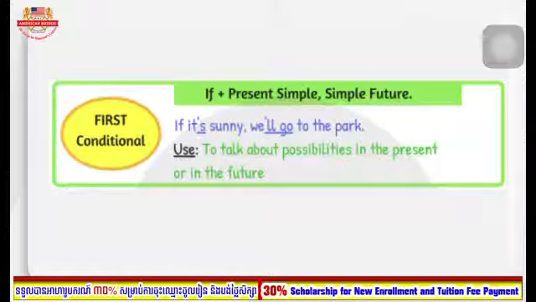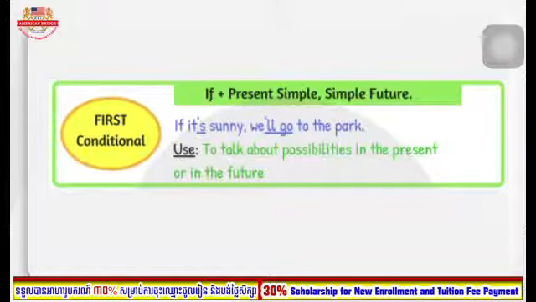Next, first conditional. When do we use it? What is the form of first conditional? Let's see the form first: if plus present simple, plus simple future. Simple future means we use will with a verb. With the if clause, we use present simple, and with the other clause we use simple future. Example: if it's sunny, we'll go to the park.